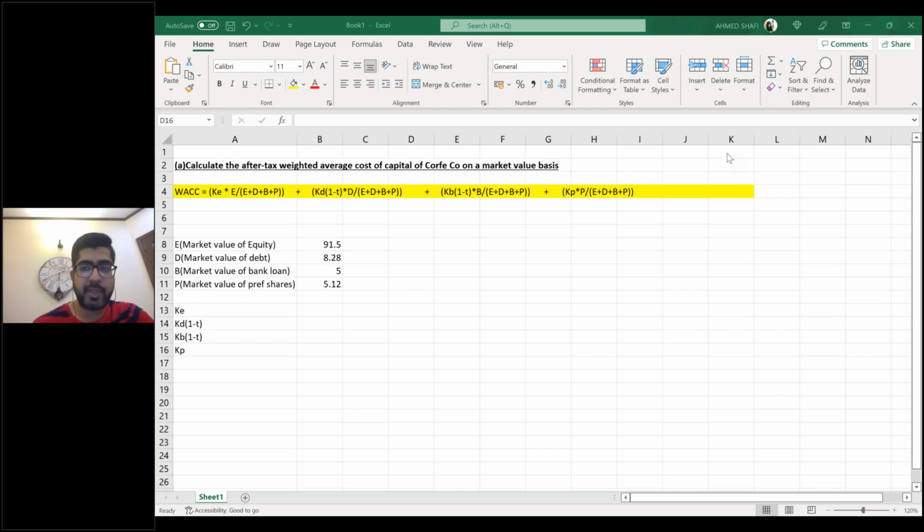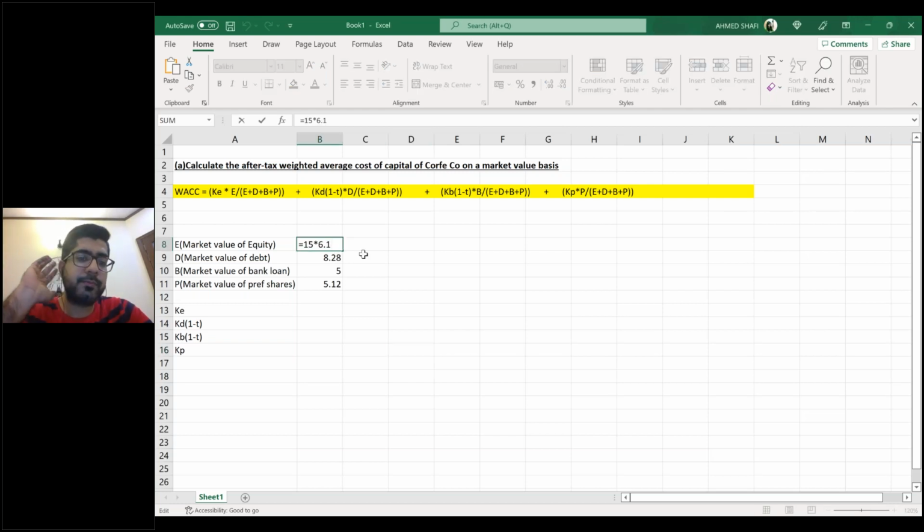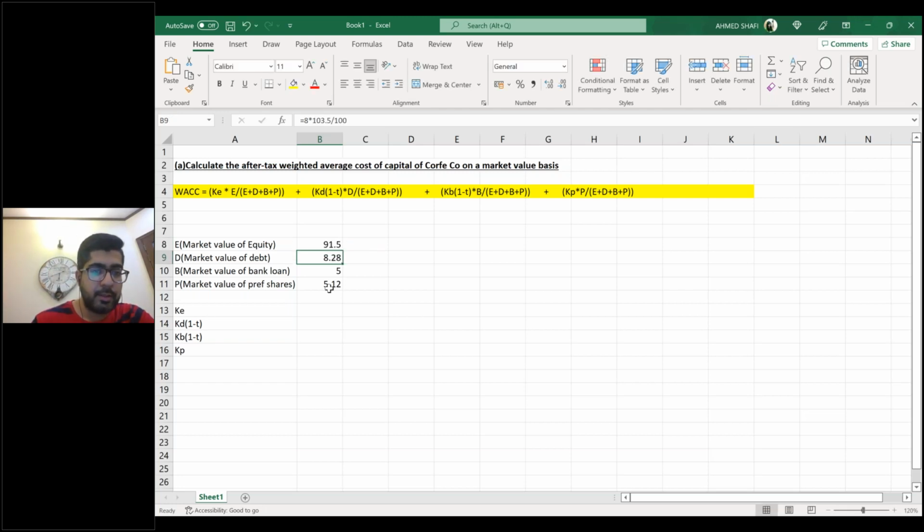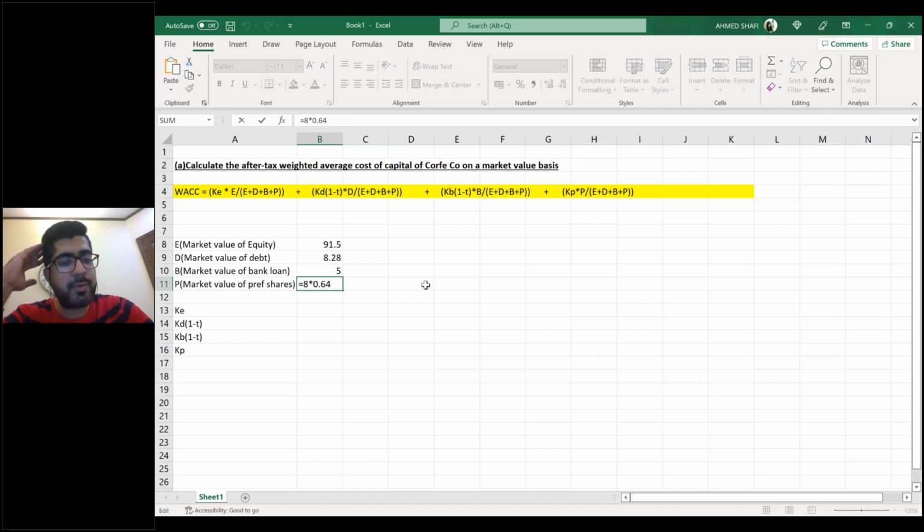Yes, Bahir, I'm showing it's number of preference shares into current share price. I'm showing step by step the equation of E, D, B, N, P. Please pay attention. This is E: number of ordinary shares, 15 million, into current share price. This is P, the market value of preference shares: number of preference shares, 8 million, into current share price 0.64.